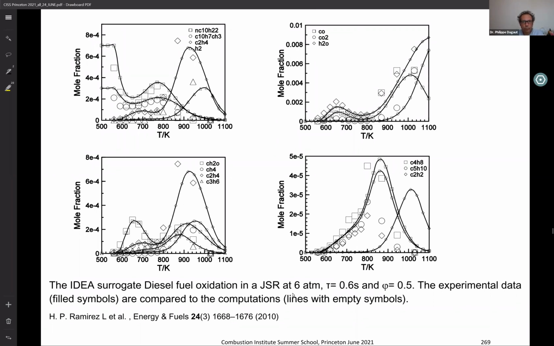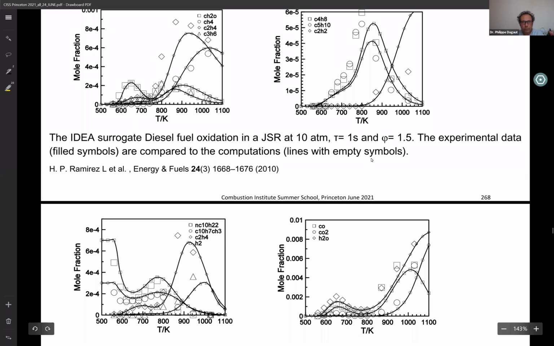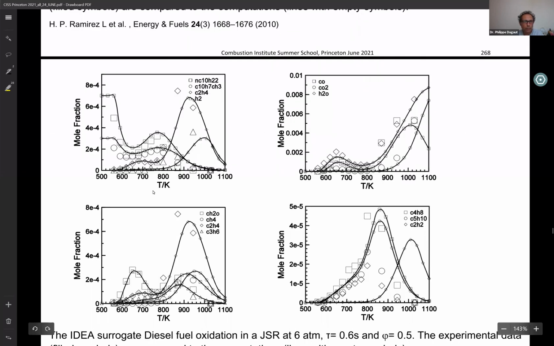At different pressures, here we were at 10 atmospheres. We did experiments at an intermediate pressure. This is at 6 bar, and so this fuel normal decay is relatively well predicted by the model, as well as the consumption of alpha-methyl naphthalene. So formaldehyde in the cool flame, ethylene in the cool flame, and the other products which are at much smaller concentration, are also predicted okay.